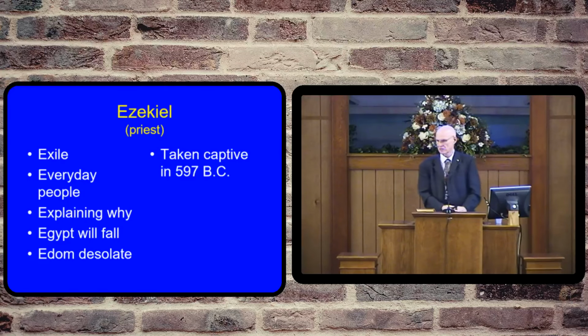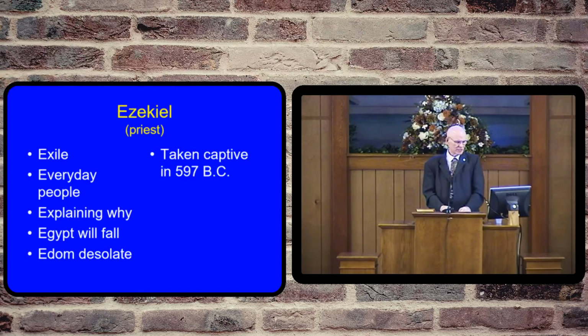Another prophet during this time, a major prophet, was Ezekiel. Ezekiel is also taken captive. He's in exile. He is out with the everyday people, whereas Daniel is in the king's palace area in Babylon.